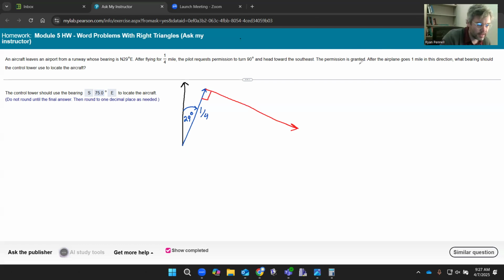The question asks what bearing control. So I think it's what's the original angle or the angle from the original position, which we're going to call the origin there. Okay, so that's the idea. And we know that this is 1 mile, so that helps a lot. Okay, I think that's good.